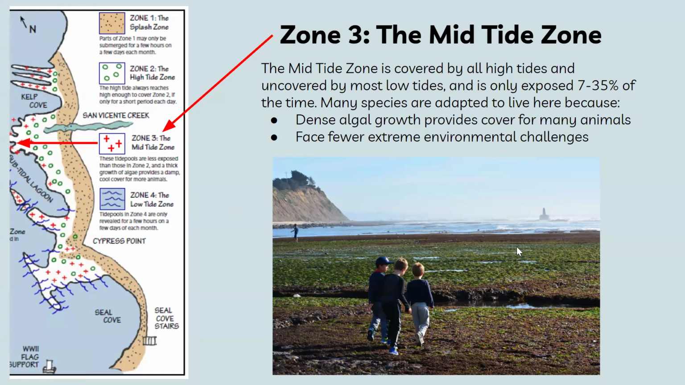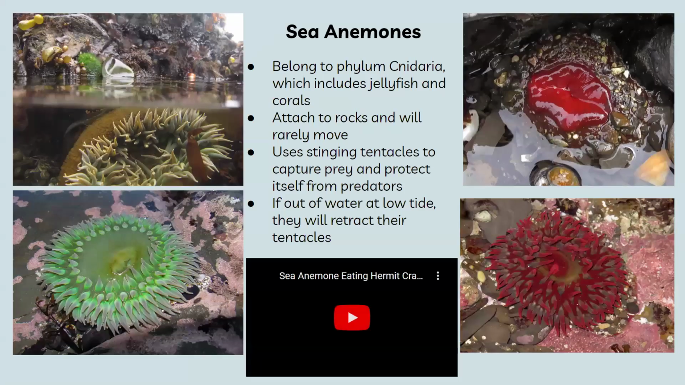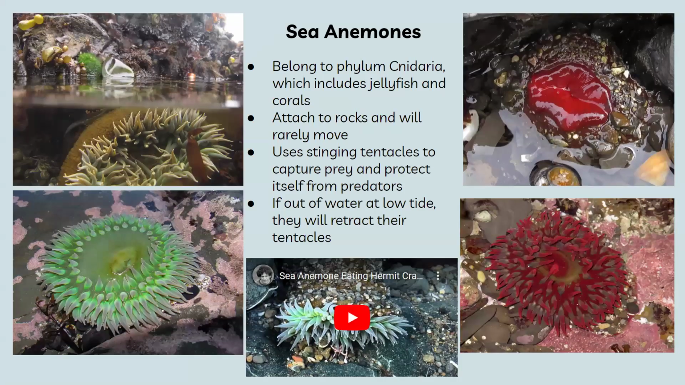This is at Seal Cove Beach, so you can see how far you can actually walk out onto these tide pools here. You can see this area is covered by dense algae growth. So it tends to keep a lot of the animals that live in this zone cooler and covered, so they are not as exposed as they would be in the high tide zone. We're going to go through a lot of species that are found in this area.